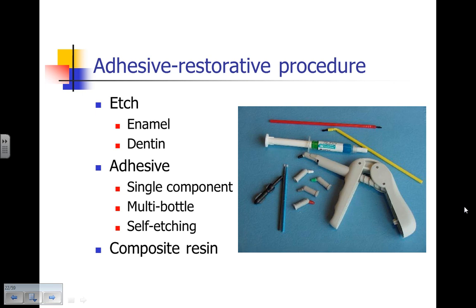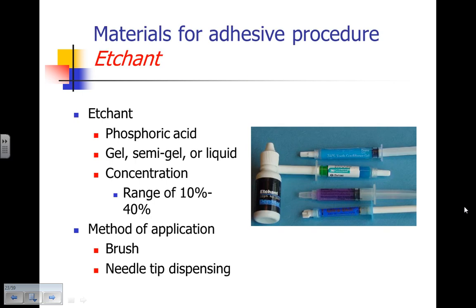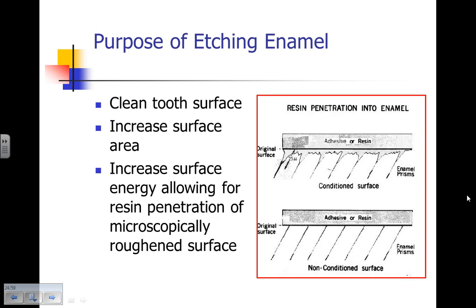And the composites we use in the school are nano-hybrid composites. Our etchant will be a phosphoric acid etchant. And we're using a gel etchant, the blue-colored etchant, in the syringe, and we're applying it using needle tip dispensing. We're etching the tooth to clean the tooth surface, increase the surface energy, and to increase the surface area for the adhesion.